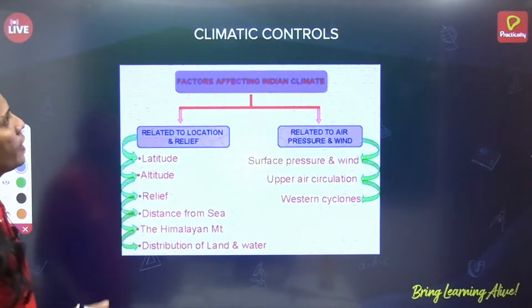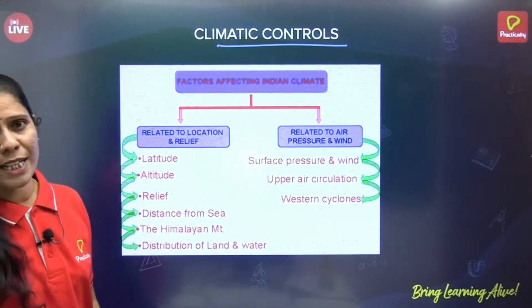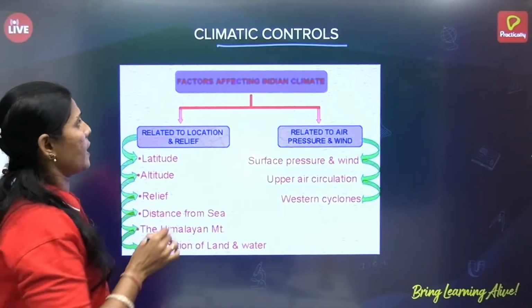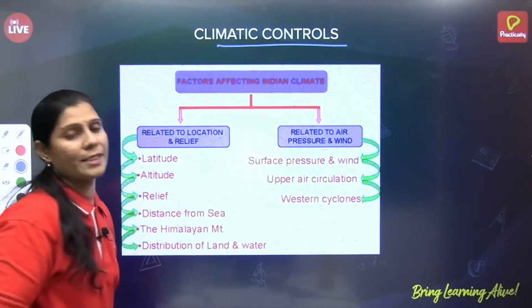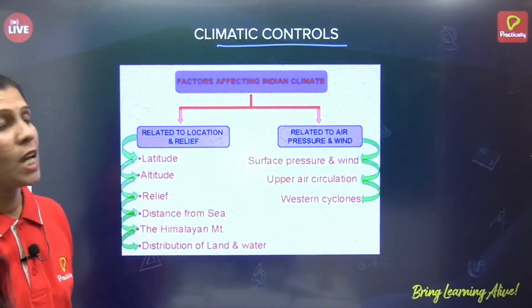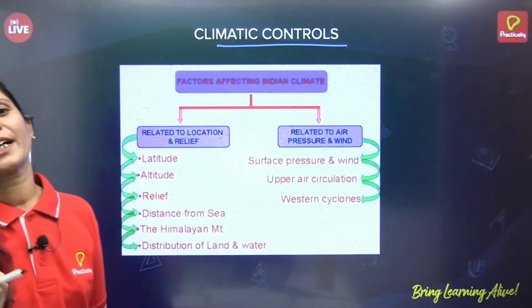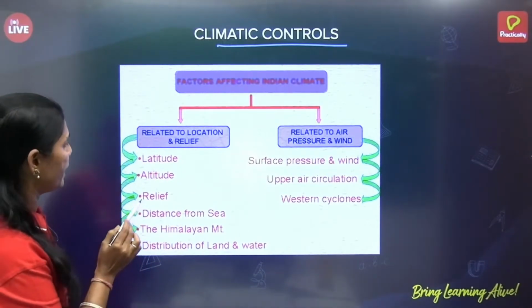They are nothing but climatic controllers, which are controlling or influencing the climate of a place. So those are called factors affecting the climate, or factors which are influencing the climate. In short, they are also called climatic controllers. So let us have it in detail.